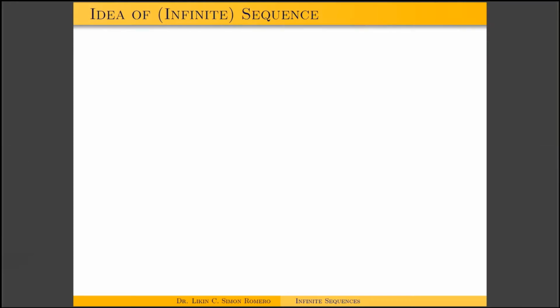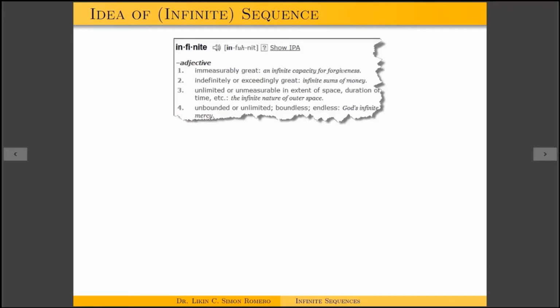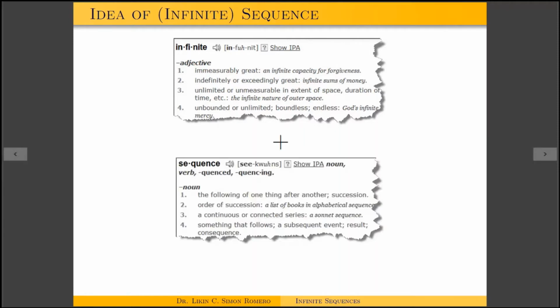Alright, so to talk about an infinite sequence, we can look basically at what these words mean in the dictionary. If we look at the word infinite, we see things like something immeasurably great, or unbounded, or unlimited. And if we look at the word for sequence, you can read through those definitions there. Probably my favorite is the second one, this idea of a list of things.